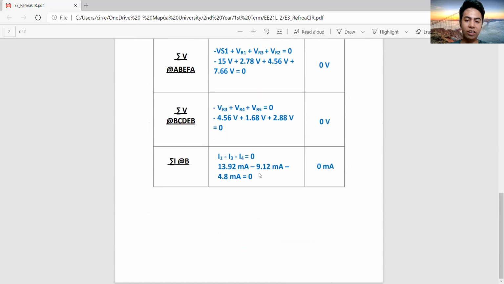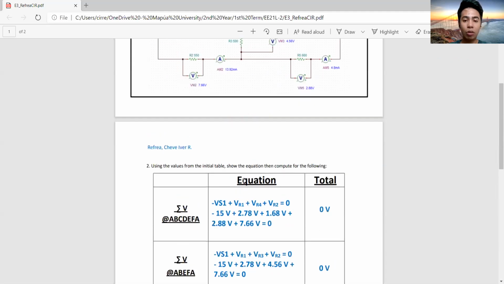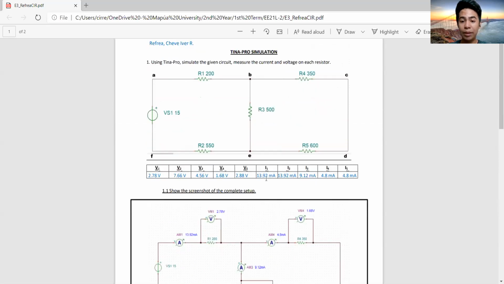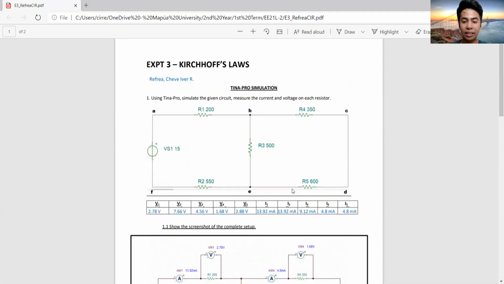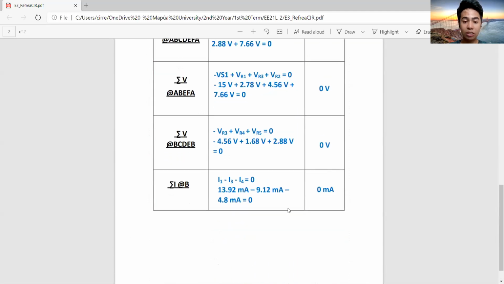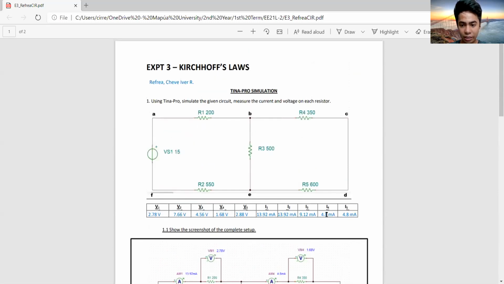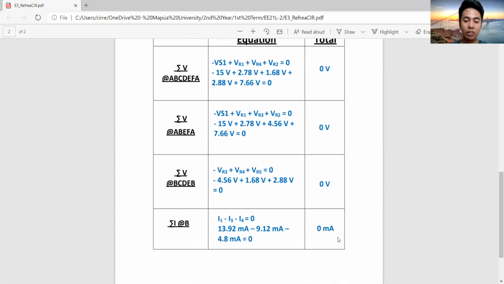Lastly is Kirchhoff's current law. Here it is I1 minus I3 minus I4 equals 0. So 13.92 milliamperes for I1, minus 9.12 milliamperes for I3, minus 4.8 milliamperes for I4, as stated here. Performing the equation, it should equal 0 milliamperes. So that is the first part of the module 1 exam.